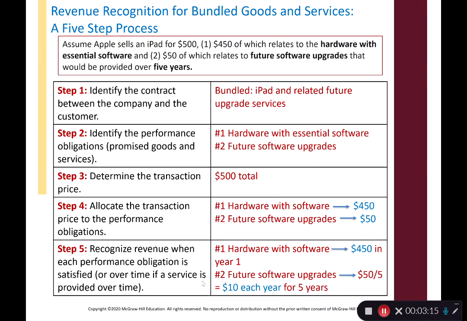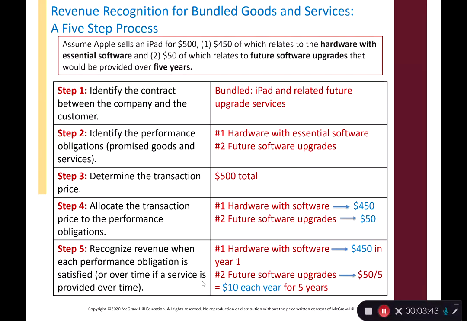Because step 5 is recognize revenue when the performance obligation is satisfied. Well, we satisfy the performance obligation for the hardware and software when we deliver the iPad. So $450 is recognized in revenue right away, but the remaining $50 is going to be an unearned revenue until we provide those software upgrades. So we're going to end up recording revenue of $10 each year for the next 5 years as a result of that component of the sale.